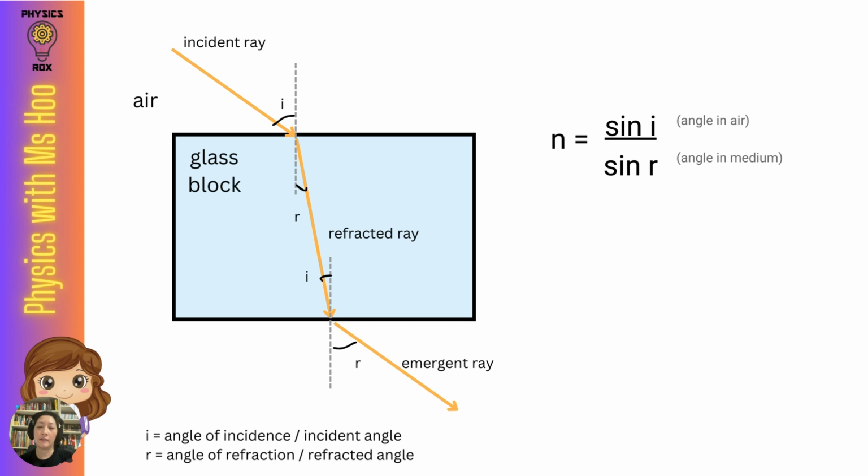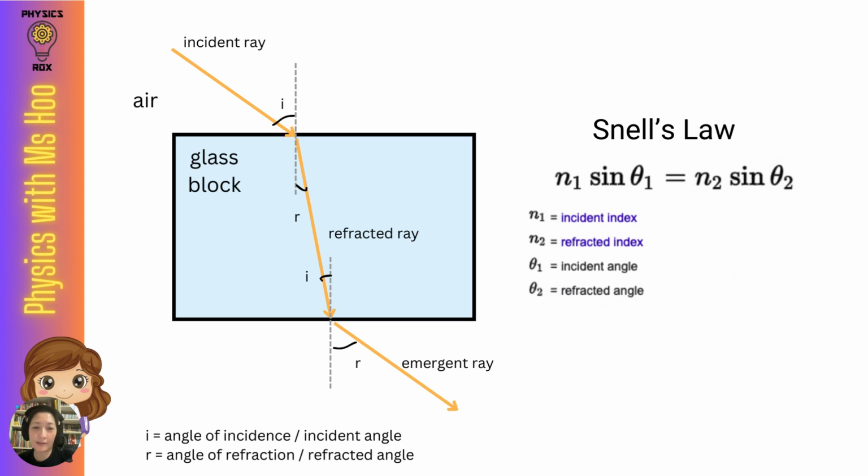A little bit about Snell's law. If you'd like to know more about Snell's law, if you were to Google it, this is the formula you would get, where you'd get n1 sine theta 1 equals n2 sine theta 2. So n1 is the incident index, which means n1 is the refractive index of the light ray. That's the incident ray. That means in air. And n2 is the refracted index, where n2 is the refractive index of the medium where the light has refracted in, which in this case is the glass block. Theta 1 is the incident angle, theta 2 is the refracted angle.